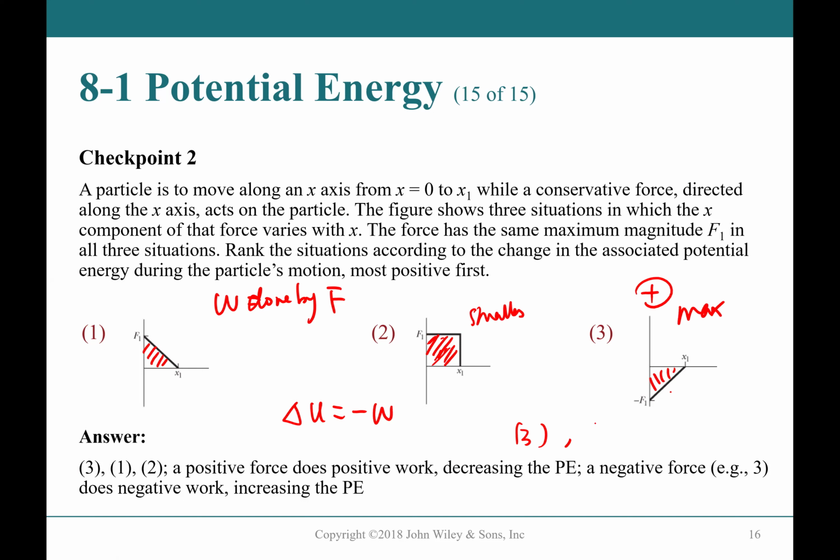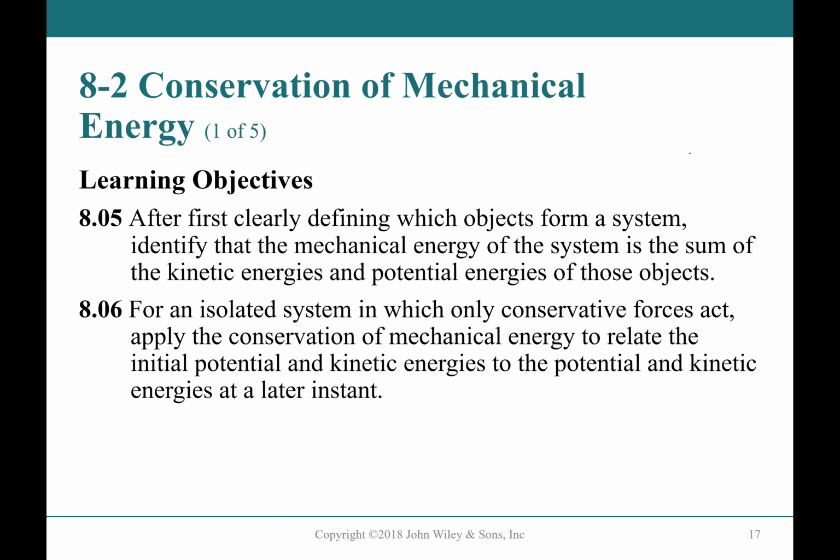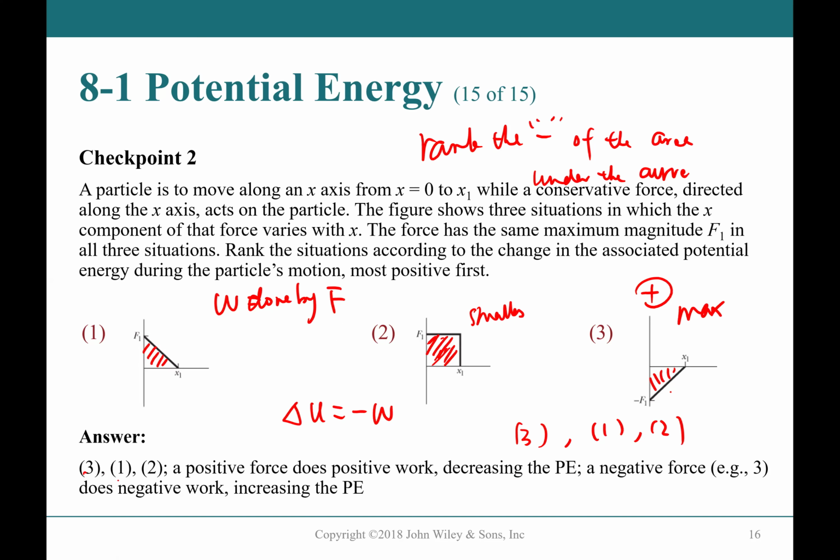So then we have 3, we have 1, and then we have 2. Remember, it's the negative, so rank the negative of the area under the curve. F dx is the work, and doing integration, the work is the area under the curve. So that's why we have 3, 1, 2, positive first.